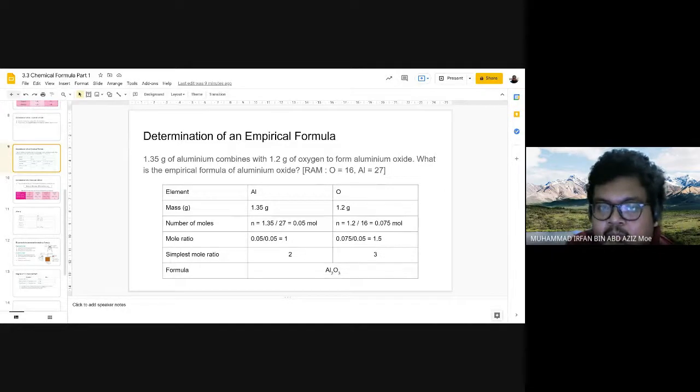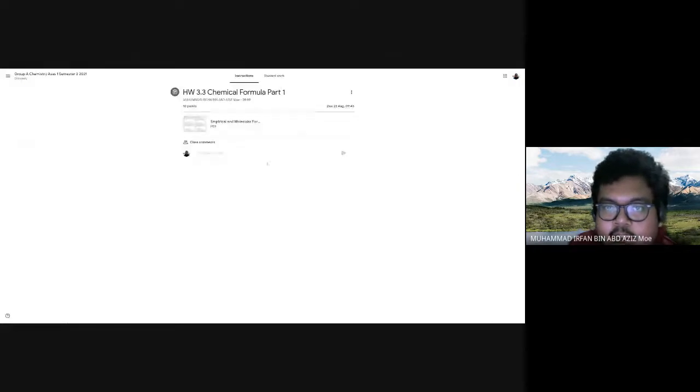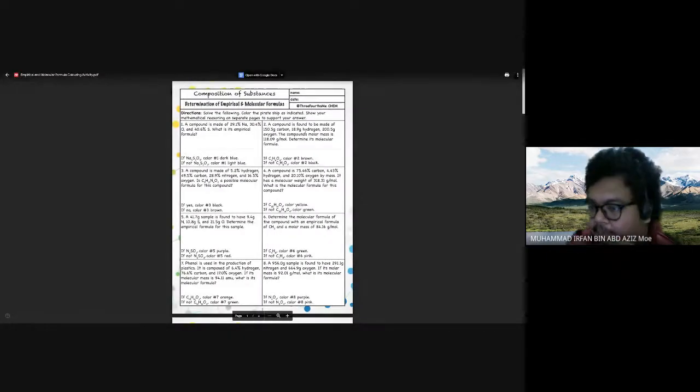Okay, for your homework, this is your homework. Kalau tengok dekat Google Classroom, homework 3.3, Chemical Formula Part 1. Okay, Part 1. So, klik dekat sini. Okay, ada 8 questions.